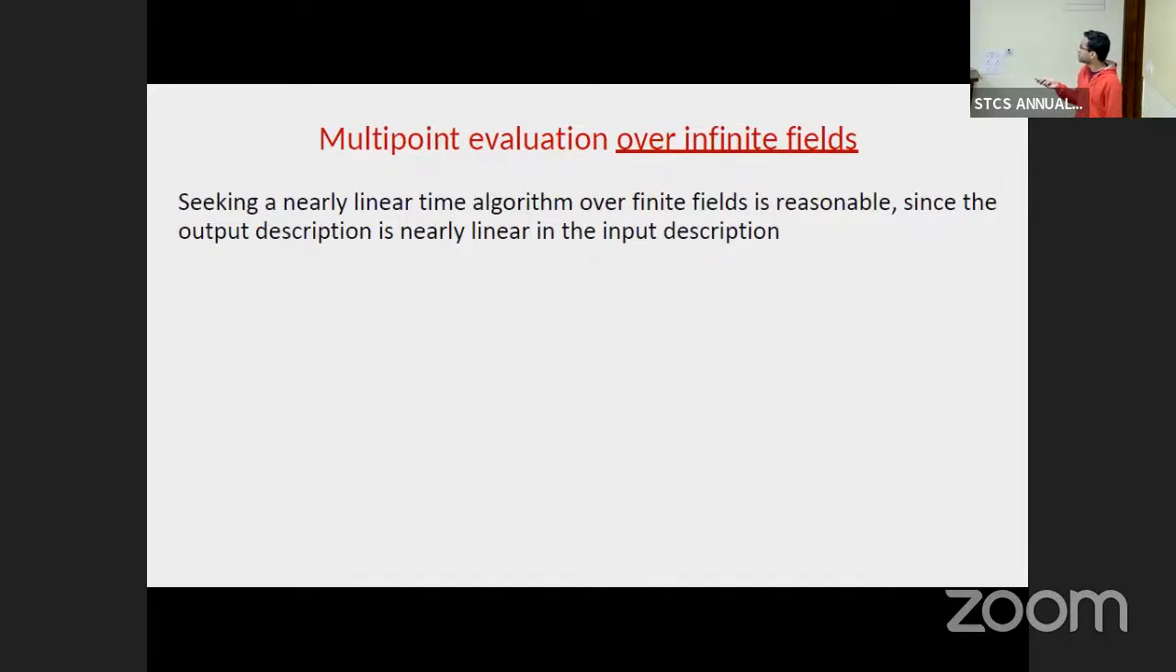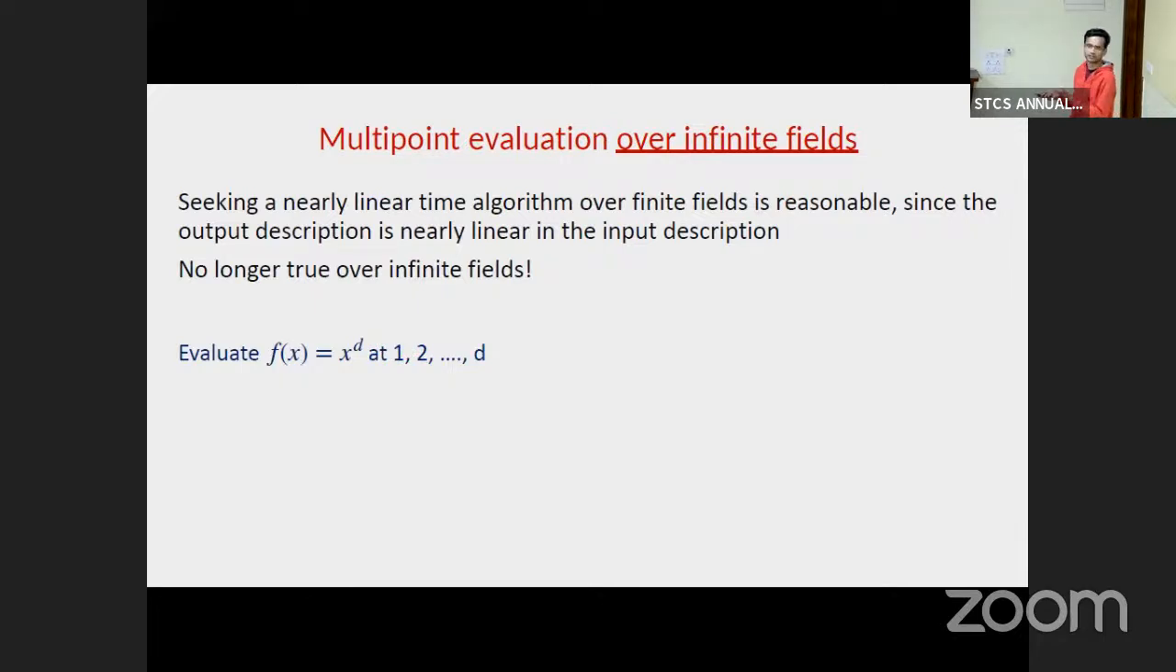But if your problem is over an infinite field like the rationals, then the evaluations f of alpha i may be numbers that are large in bit complexity. So your output may not even be of size linear in the input. You have to ask this question a little more carefully if you are over infinite fields. For instance, suppose your polynomial is x to the d. It's a univariate polynomial. You want to evaluate it at 1, 2, 3, up to d. Every evaluation apart from f of 1 has bit complexity at least little d.